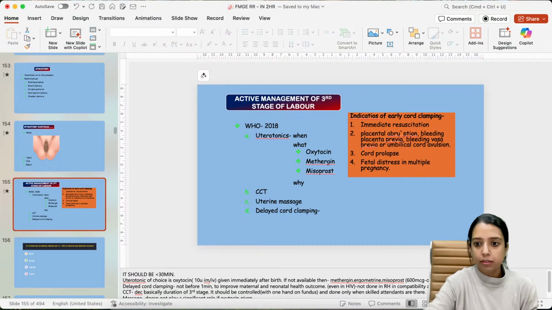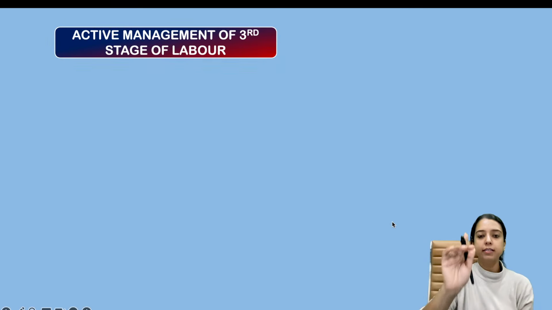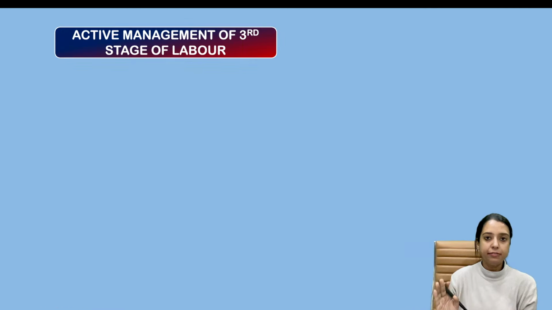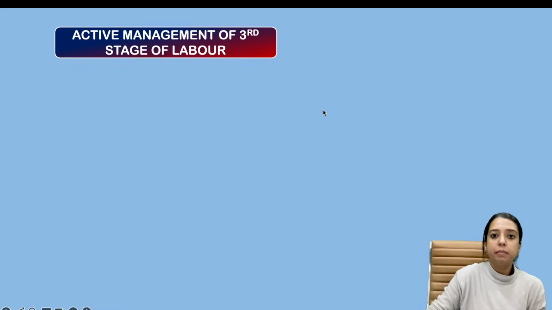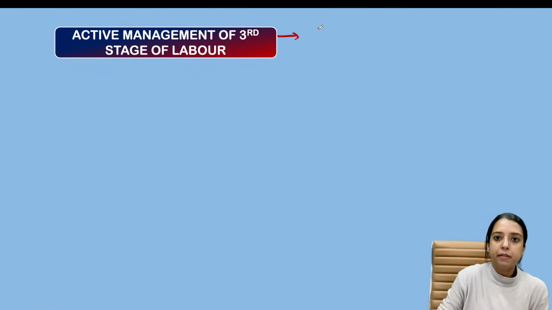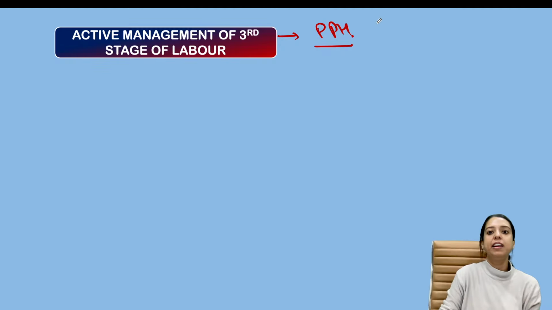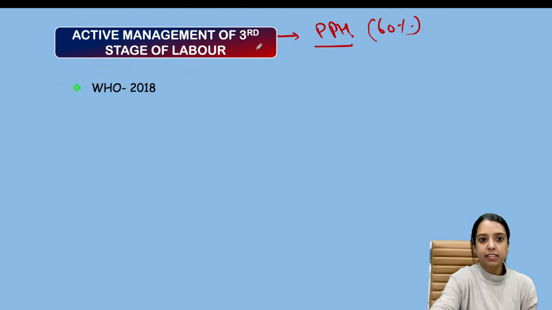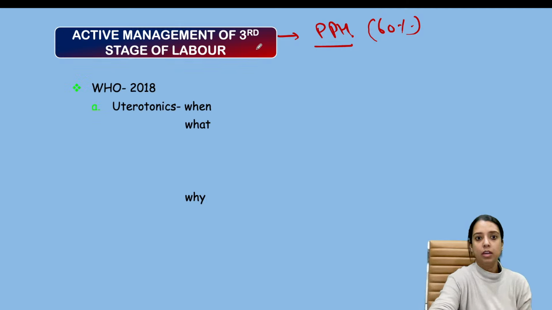So this was first and second stage kar liya. What is third stage of labor? Stage of placental separation. We will do the active management always, because the main reason for doing active management of third stage of labor is preventing PPH. It prevents PPH by 60%. So in whom AMTSL done? In everyone. 3 steps given by WHO.